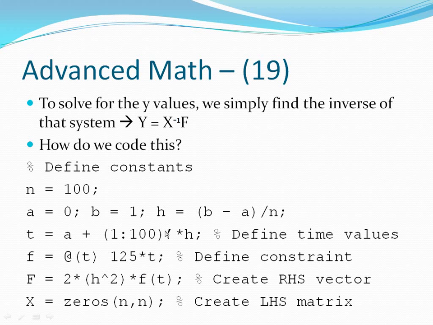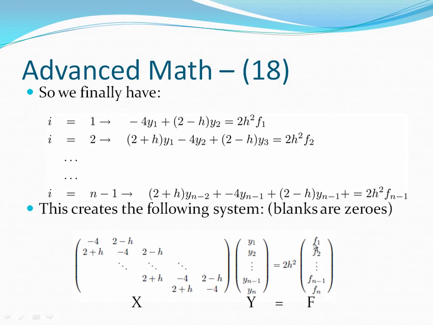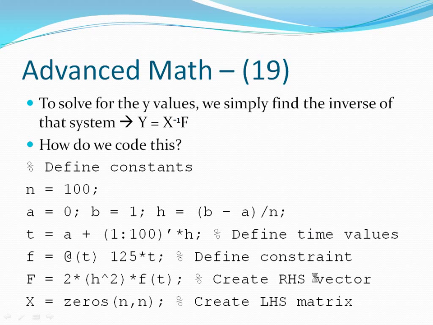And we're going to define our function handler. This is just 125 times t. And then we're going to figure out what the right-hand side is. You're going to have 2 times h squared times the function, which is on the right-hand side here. Okay, so you're going to have all these values. And now we're going to create the left-hand side matrix. So you're going to create a matrix of zeros, because all this stuff is going to be 0. And then we'll modify what we need so that these entries are non-zero.